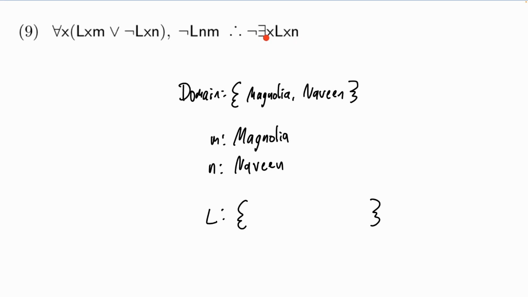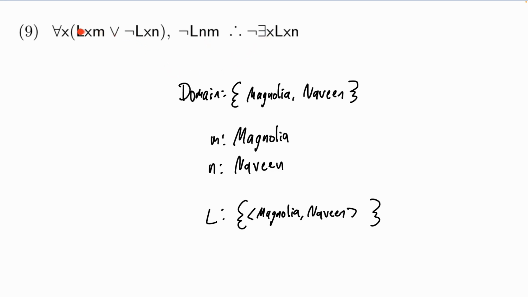So we want to make somebody love Naveen. So we can't make this extension of L entirely empty, we need to make somebody love Naveen. We've got our domain, it's got two individuals in it, Magnolia and Naveen. So we can either make Naveen love Naveen, or we can make Magnolia love Naveen. Let's try the second option first. Okay, so now we have somebody loving Naveen, so there is an x, LxN will be true, so the negation of it will be false. So we've got this true, this false.